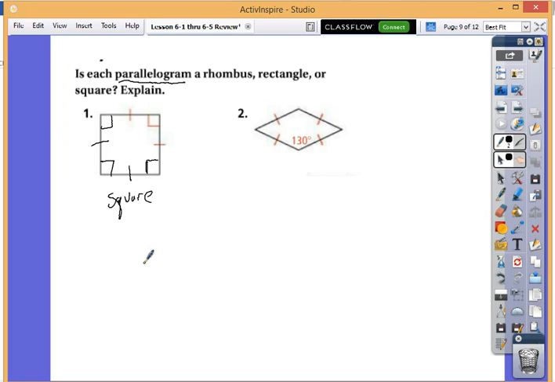Why? How do you know it's not a square? We don't know. The squares have 90 degrees. Well, how do you know that this doesn't have 90 degrees? That's one third. All right. So, opposite angles are congruent, consecutive angles. So it's not going to be a square. So it's not going to be a rectangle. So it has to be a rhombus because all the sides are the same.